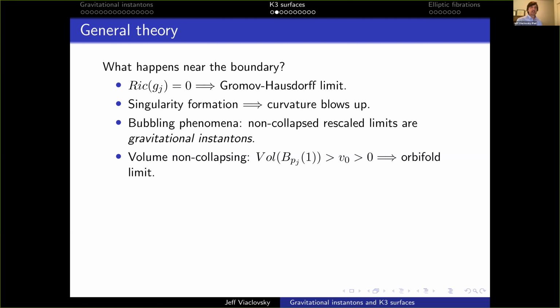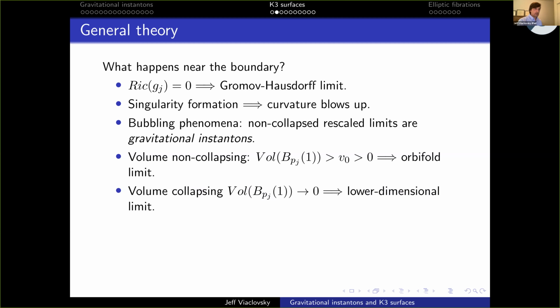There's the volume non-collapsing case. When the volume of balls is bounded below by a positive constant, it's known you always get an orbifold limit. This was done by Anderson, Tian, and Bando, Kasue, and Nakajima. So we're going to be interested in the volume collapsing case, when the volume of the unit ball goes to 0, and then in that case you have to get a lower dimensional limit.